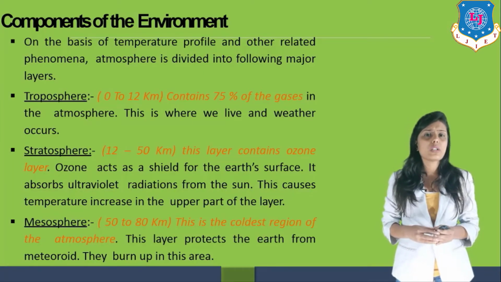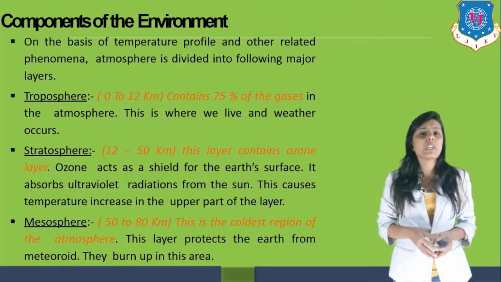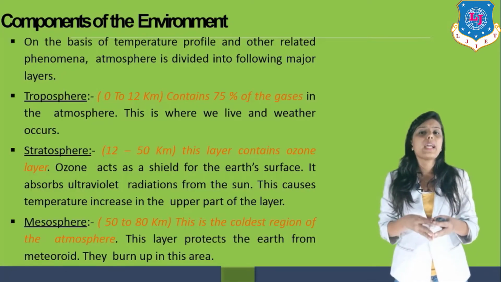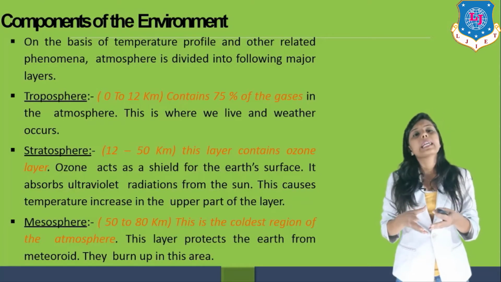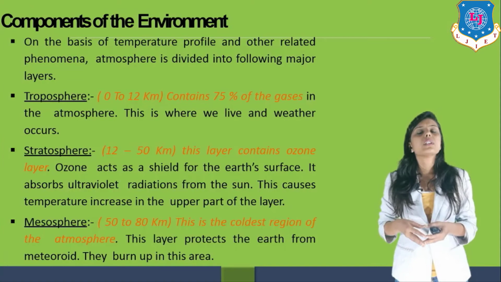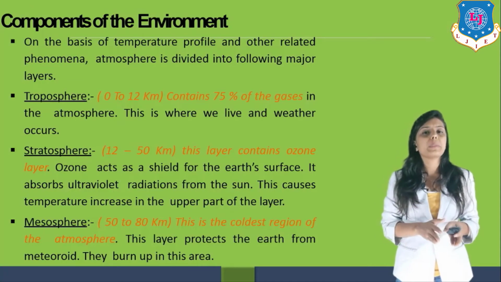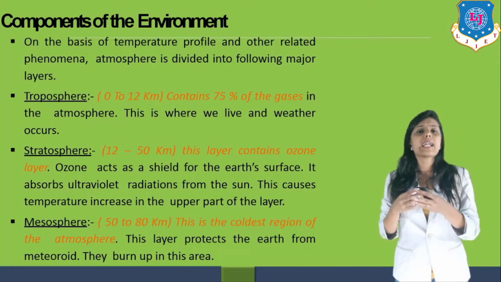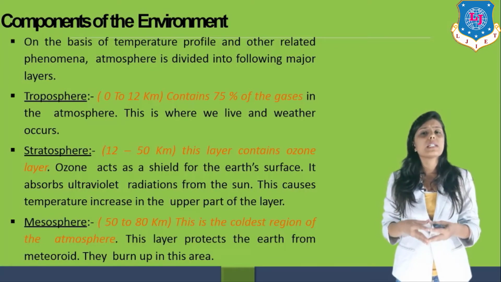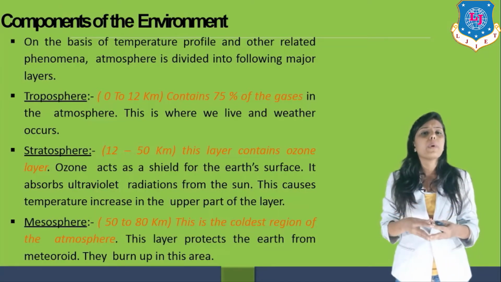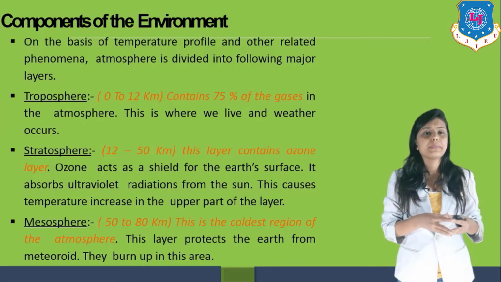It is the nearmost layer to the Earth's surface and contains 75% of the gases in the atmosphere. This is where we live and weather occurs. The second layer is known as the stratosphere. It is from 12 to 50 kilometers. The layer contains the ozone layer. The ozone layer acts as a shield for the Earth's surface. It absorbs ultraviolet radiation from the sun. This causes a temperature increase in the upper part of the layer.